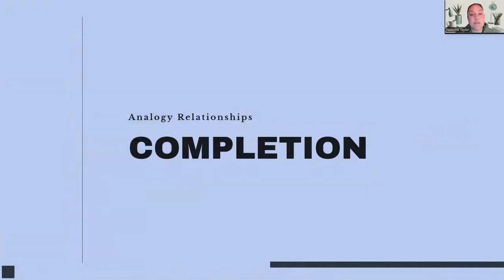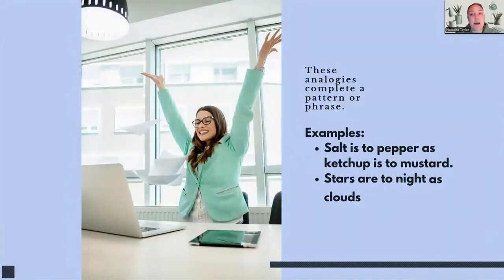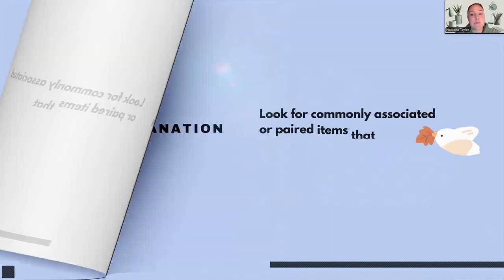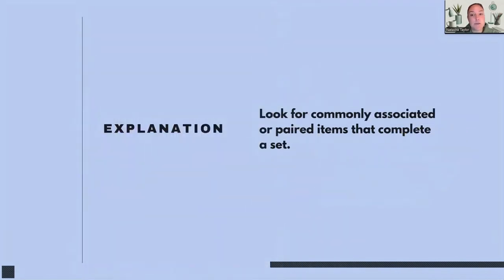Analogy relationships. Completion: these analogies complete a pattern or phrase. Examples: salt is to pepper as ketchup is to mustard. Stars are to night as clouds are to day. Explanation: look for commonly associated or paired items that complete a set.